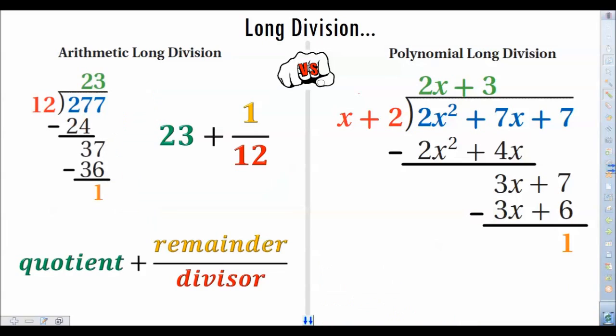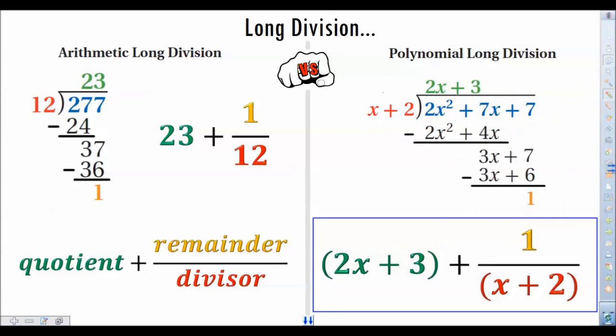And so earlier, when we were looking at that as 23 plus 1/12, in other words, quotient plus the remainder divided by the divisor, look at how that looks now with a polynomial. We have the quotient plus the remainder divided by the divisor.